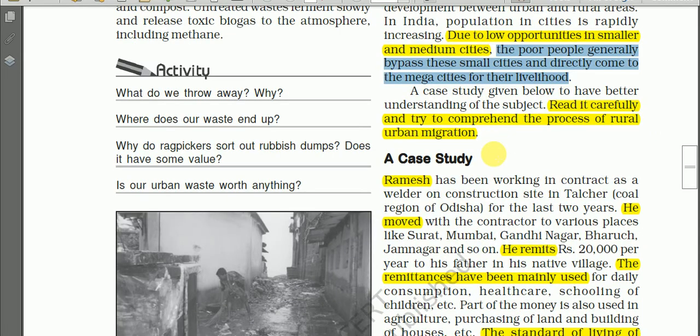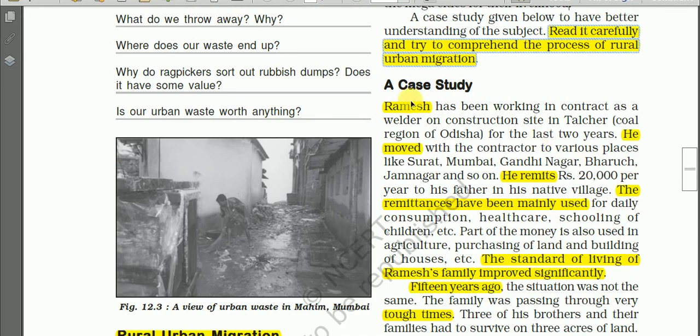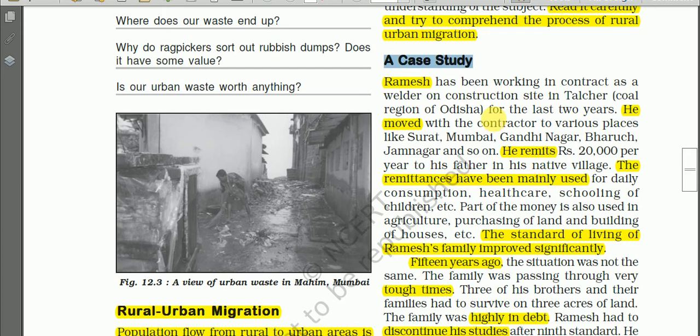So here we have a case study given below to have better understanding of this rural to urban migration problem. You may read it carefully and try to comprehend the process of rural-urban migration. So here is the case study, and now let us read. Our main focus will be on the comment, on the conclusion. So let us read the story.